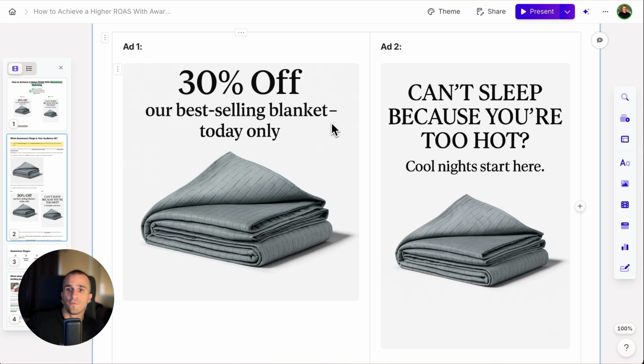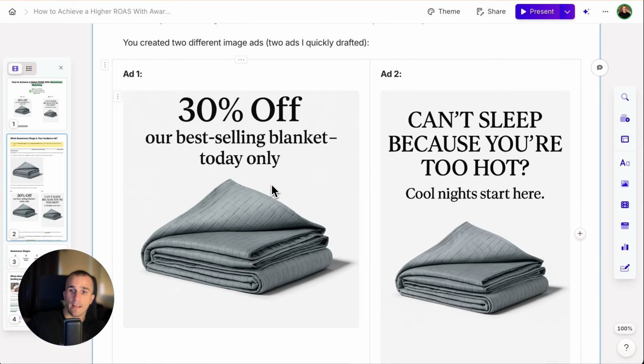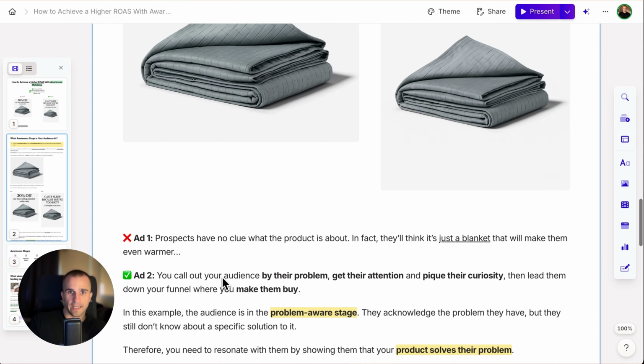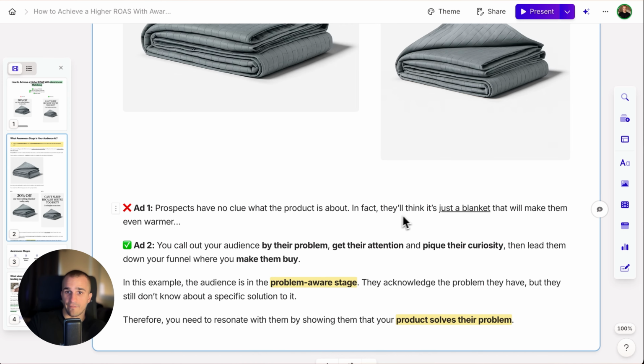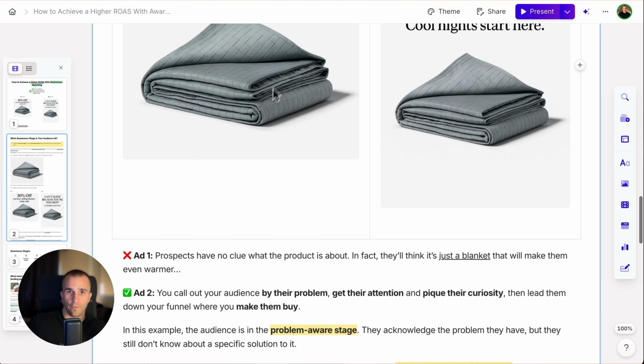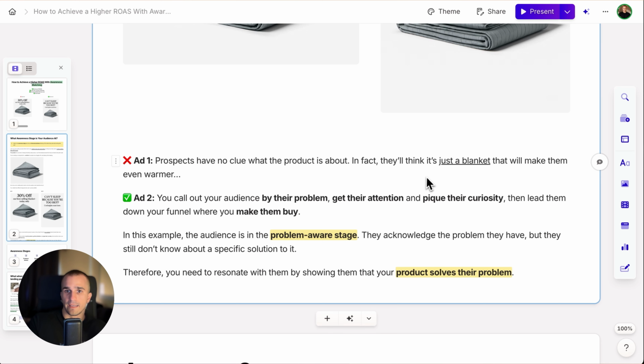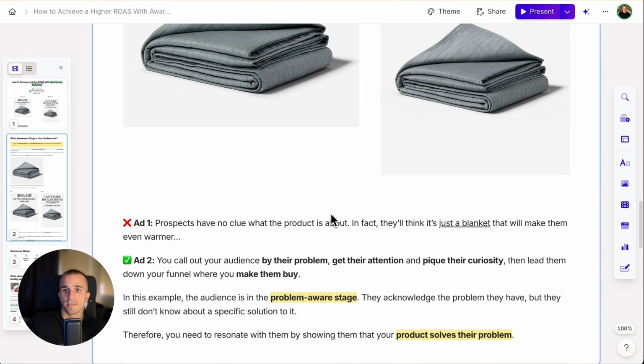You can think of it this way: if you get an ad that gives you 50% off some product and you don't know what problem it will solve, would you buy it? Obviously not, because you don't care about that product and you don't care about the offer if you don't know what it will do with your life and how it will benefit you. So it doesn't matter that it has a great offer. In the example on the left, which is a bad example, the prospect has no clue what the product is about. And in fact, when they see the offer and the image of the product, they will think it's just a blanket that will make them even warmer, right? So it really doesn't solve their problem.